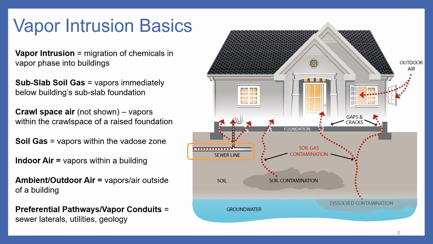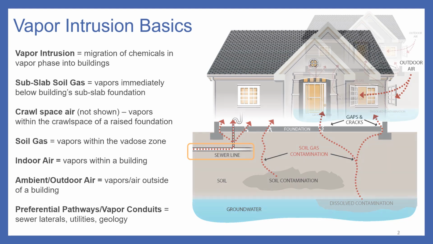Lastly, preferential pathways and or vapor conduits are typically utility lines that are prone to transmission of source vapors directly to a building or beneath the building. An example would be a sewer lateral that intersects contaminated groundwater, soil gas, or the source directly. Additionally, highly permeable soils or geologic formations and strata may also act as a preferential pathway or conduit if it provides communication between the source soil gas and that building.